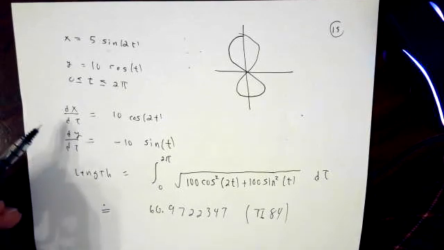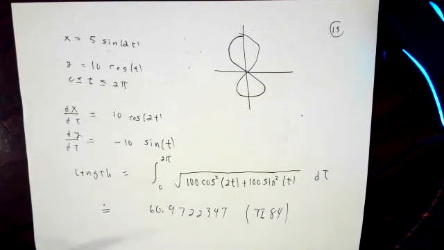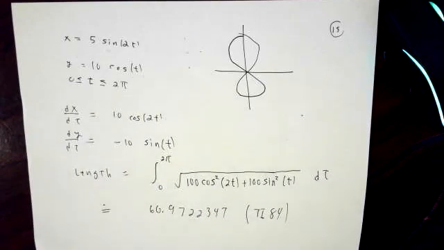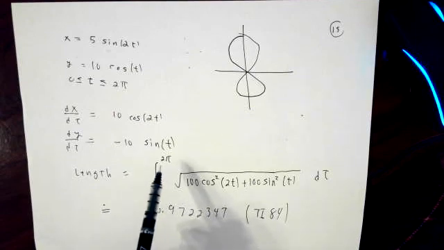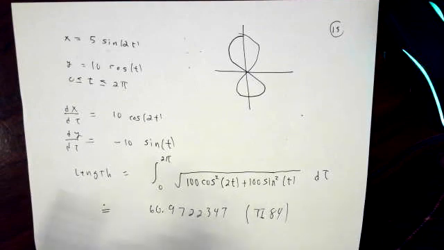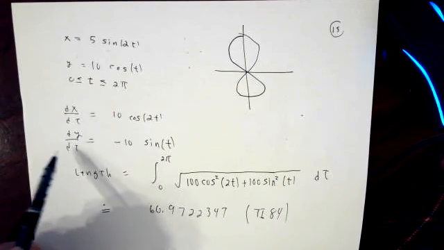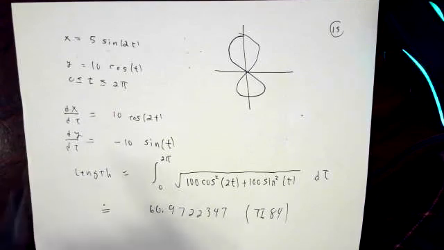Calculate the derivatives. For dx/dt, I had to use the chain rule. The derivative of sine of 2 times t is cosine of 2 times t times the derivative of 2 times t. That's where the extra factor of 2 comes from. This is just cosine of t, so there is no extra factor of 2. Then integrate from 0 to 2 pi the square root of what you get when you square dx/dt plus what you get when you square dy/dt.